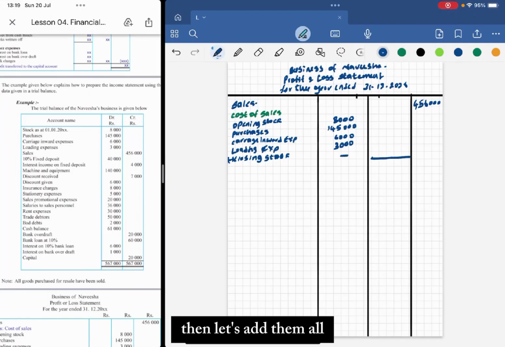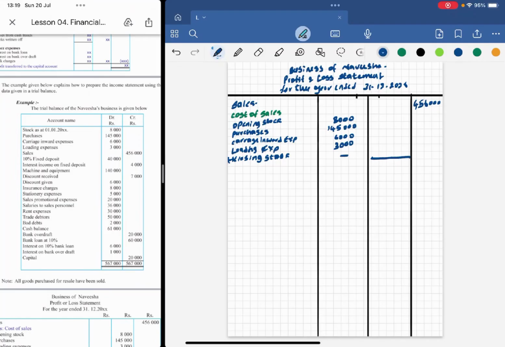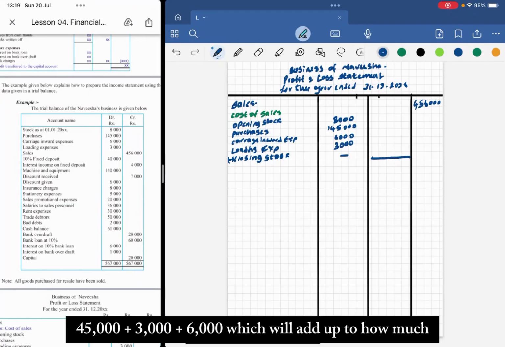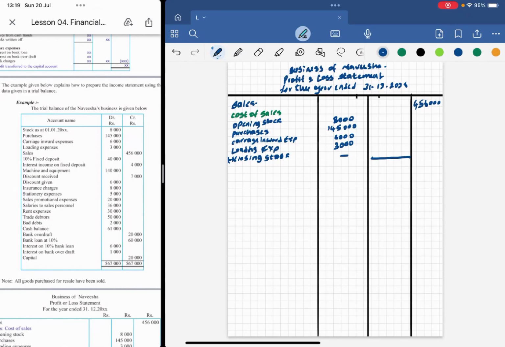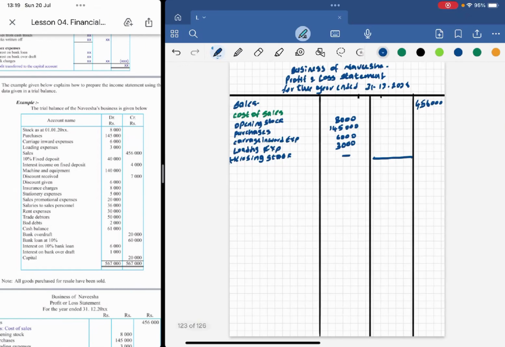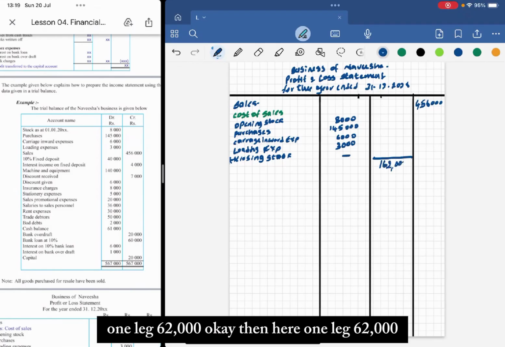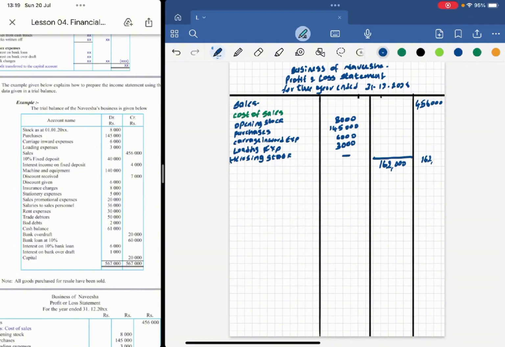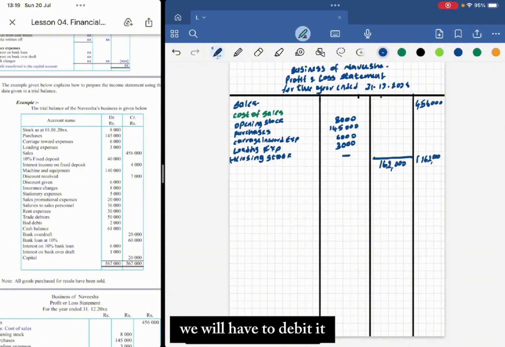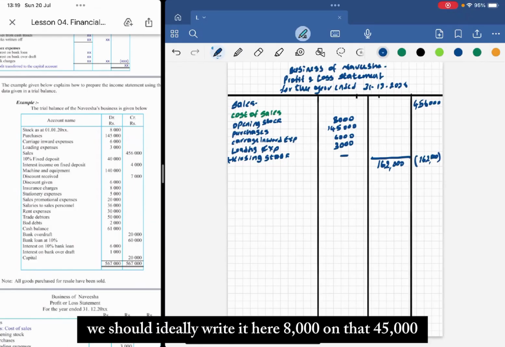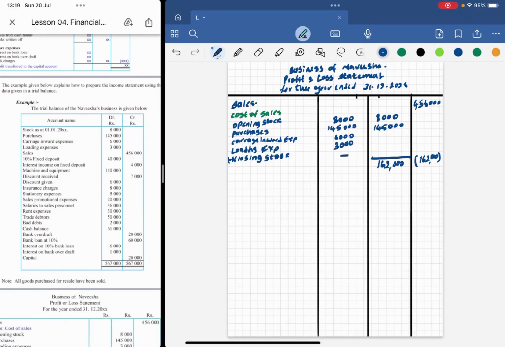Then let's add them all. 8,000 plus 1,45,000 plus 3,000 plus 6,000, which will add up to 1,62,000. We should ideally write it here: 8,000, 1,45,000, 6,000, and 3,000.